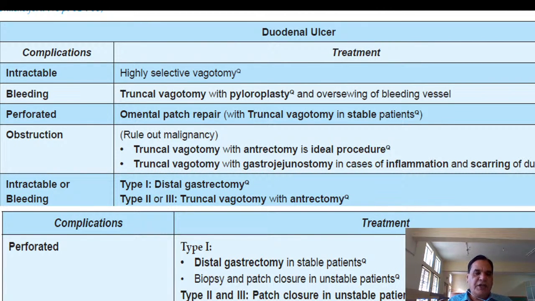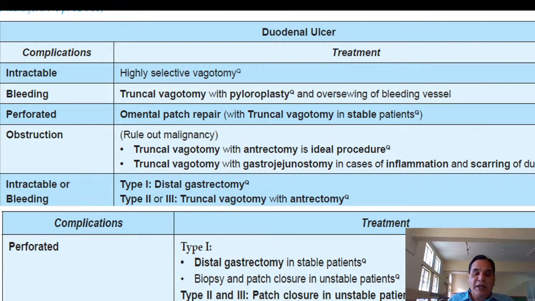I think you have already studied this in duodenal perforation. Intractable pain, highly selective vagotomy. But remember, these days, the treatment of a duodenal or gastric ulcer is PPI plus anti-H. pylori treatment. If there is no response for a long time, then only you think of surgery, but don't do surgery otherwise. Surgery is mainly indicated for complications. But for understanding purposes, intractable pain, HSV, that is highly selective vagotomy.